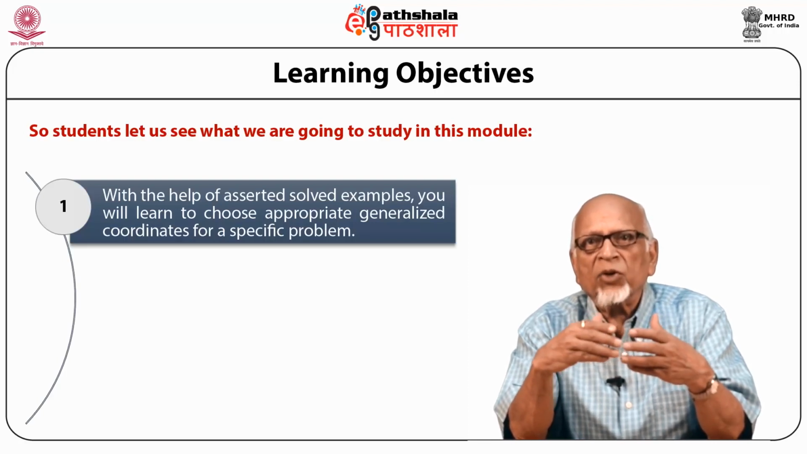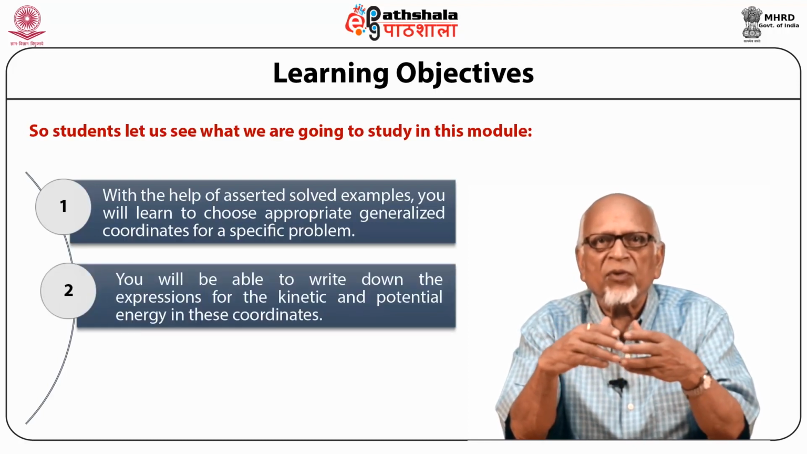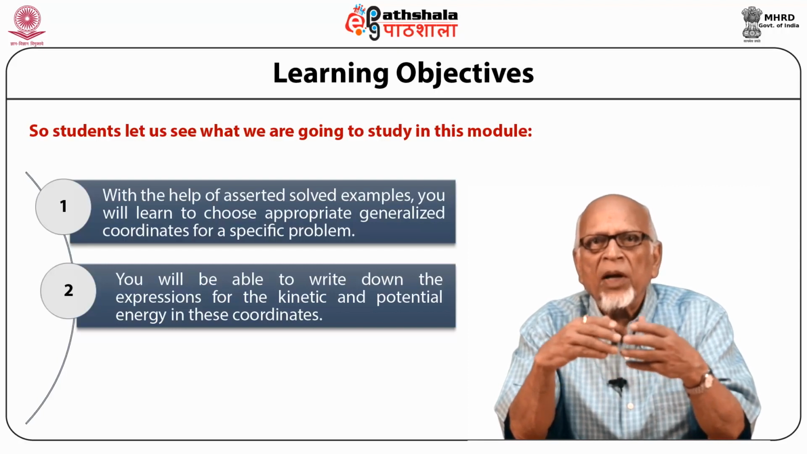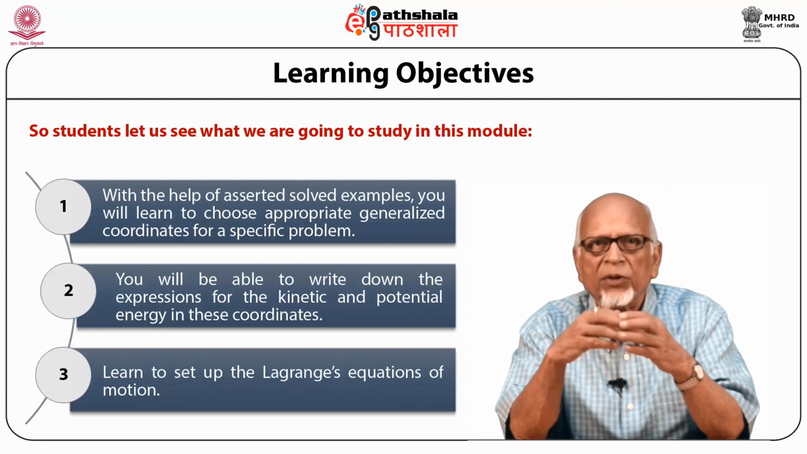Having made the choice of the generalized coordinates, you will be able to write down the expressions for the kinetic and potential energy in these coordinates. Once that is done, we can set up the Lagrange equations of motion. In order to describe the motion of a specific system by setting up the expressions for the kinetic and potential energy, it is important, as I said, to make a suitable choice of the generalized coordinates.